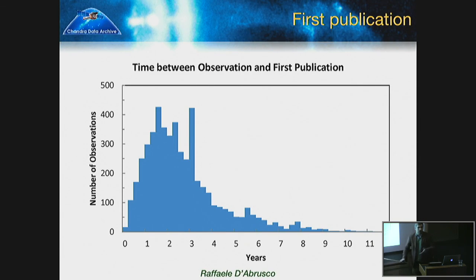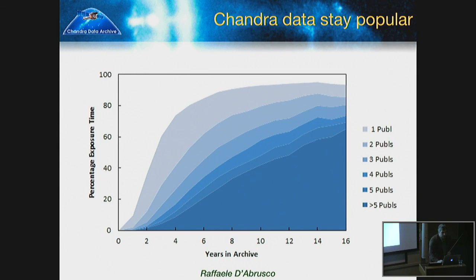This is an interesting plot that's been around for a long time, and this is actually not very up to date, but still holds. It takes only about a year and a half, something like that, for most of the observations to be published, right? So this is the time between the observation and the first publication. And that's not very surprising. What's really surprising is that people keep reusing Chandra observations.